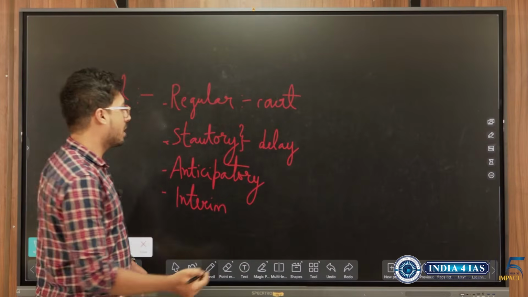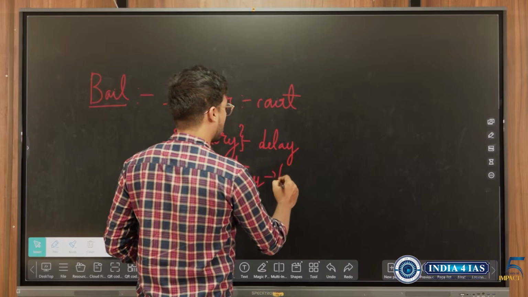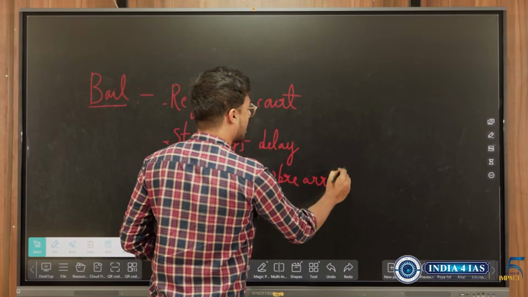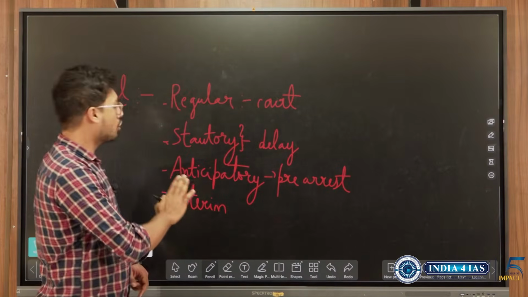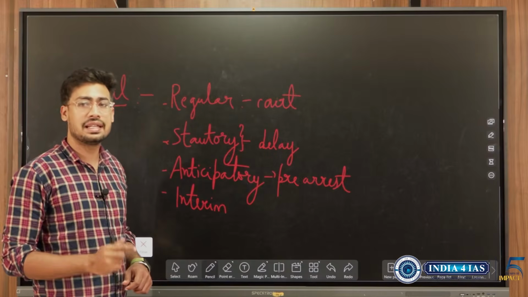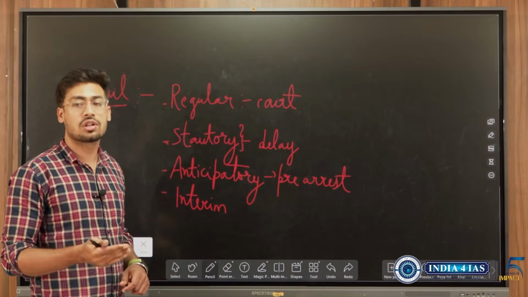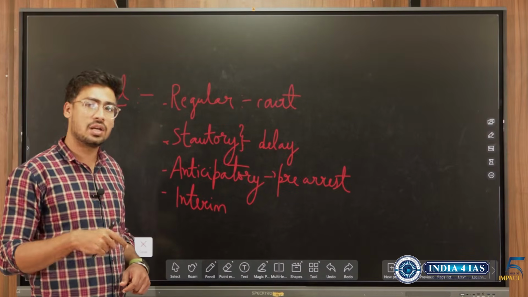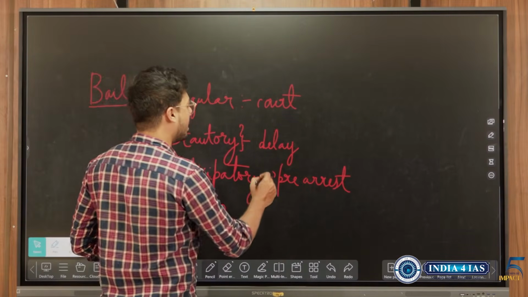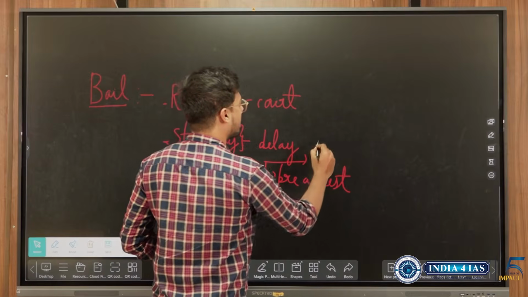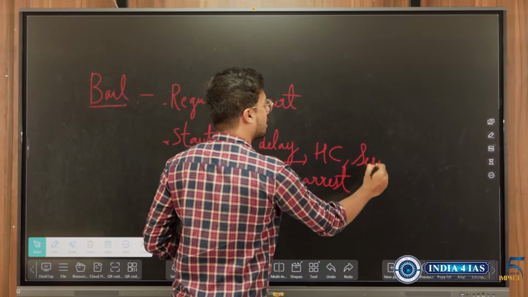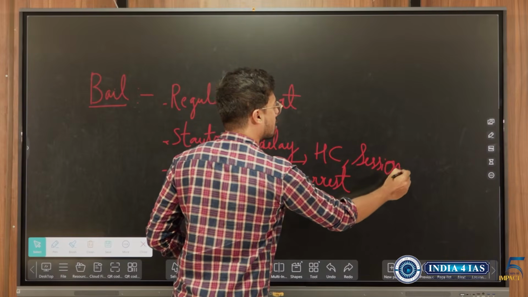So anticipatory bail is called pre-arrest bail. Before the arrest happens, we will try to get this bail from the court. Anticipatory bail is a discretionary thing for the court. The court may give it for certain persons and it may not give it for certain persons. And to get anticipatory bail, he has to go to the High Court or the Sessions Court only. He cannot get it from other courts.